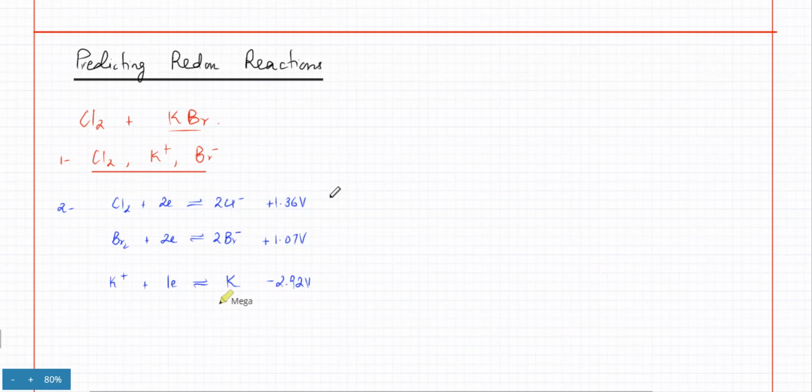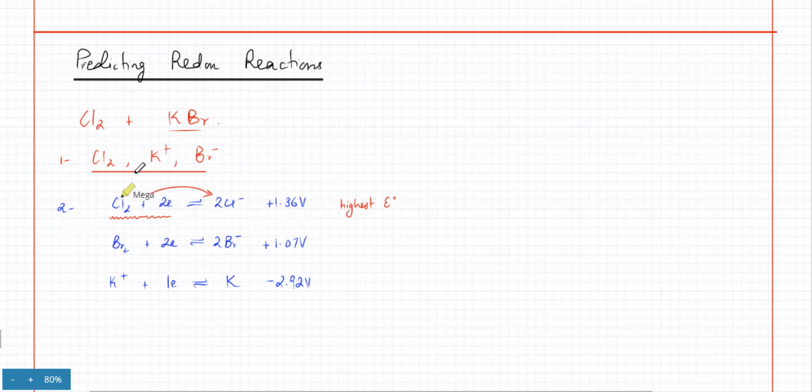And I need to figure out who's going to gain electrons and who's going to lose electrons out of these three. So what's the rule? The rule is that the highest potential one is the one that's going to gain electrons. In this case, the highest potential one is chlorine, the one with the highest E naught. It's going to gain electrons. We also need to ensure that we have that substance. It's Cl2 that's going to gain electrons, and I do have Cl2 as one of my reactants.